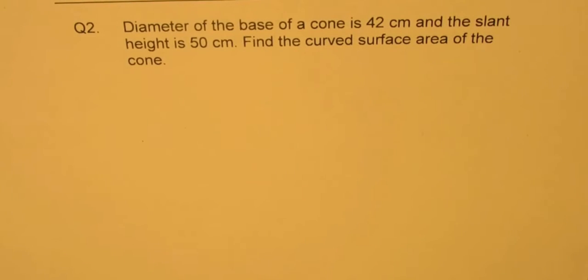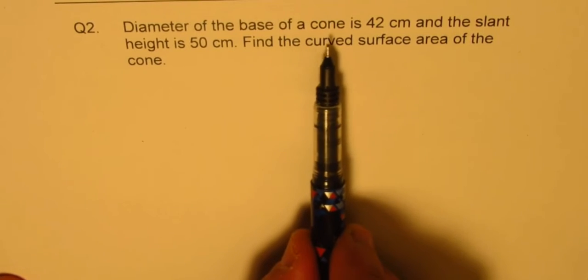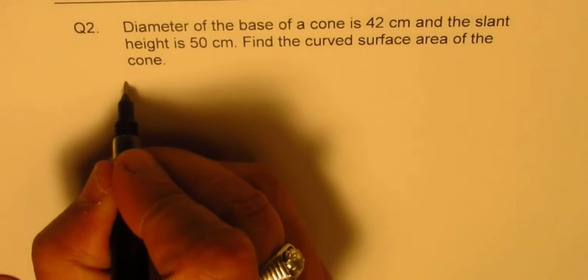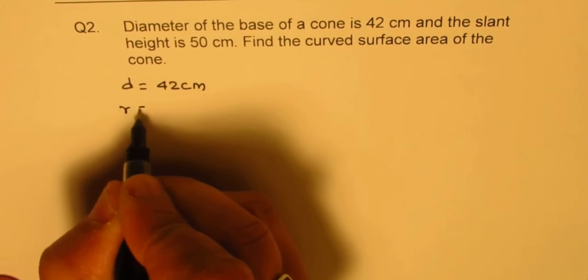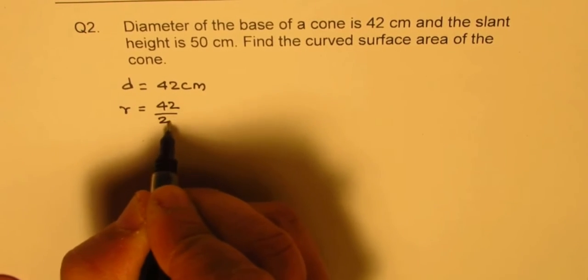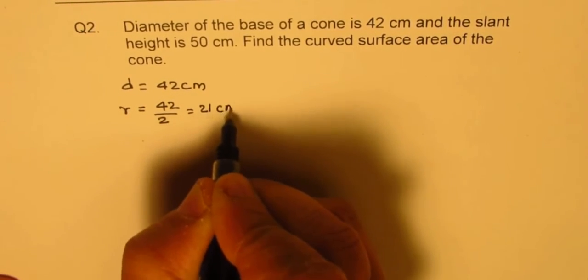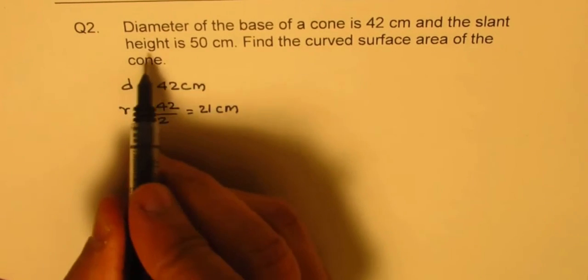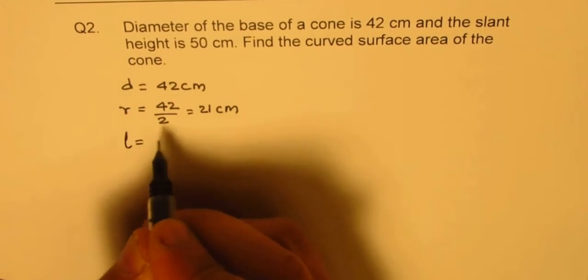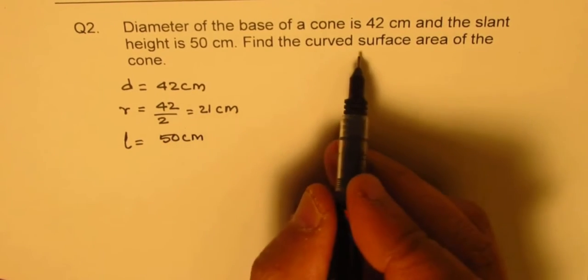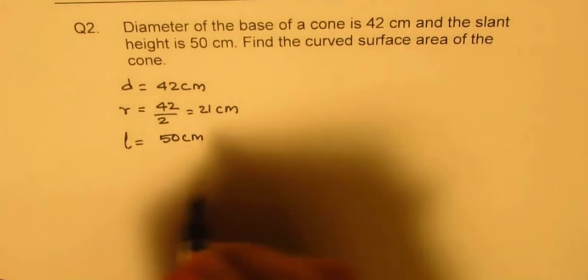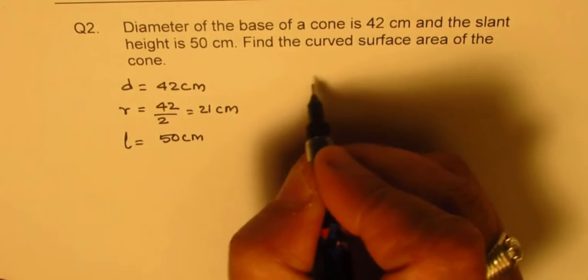So let's take up question number 2 now, which is: diameter of the base of the cone is 42. So we are given diameter, which is 42 centimeter. So radius will be 42 divided by 2, which is 21 centimeter. And the slant height, so L is always slant height, is 50 centimeter. Find the curved surface area, right? So we need to find the curved surface area.